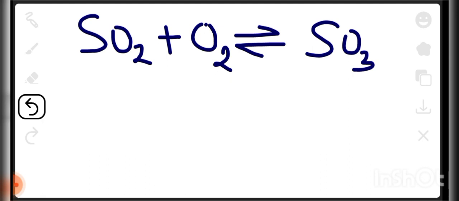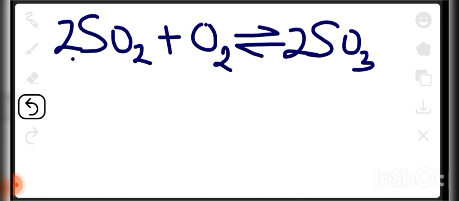To balance this now, what we are going to do, let's assume we add 2 to this place. We have 2 sulfur. We also have 2 sulfur. Let's check. We have 4 plus 6. 2 times 3 is 6. So we have a balanced equation now.